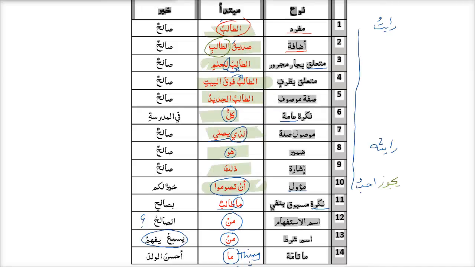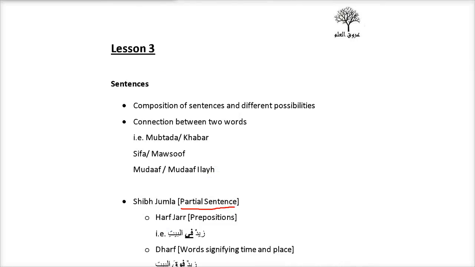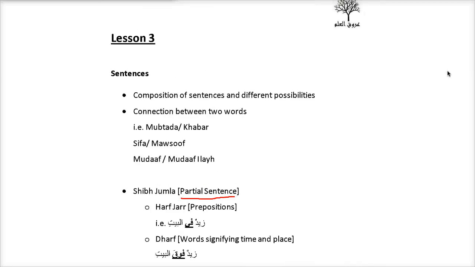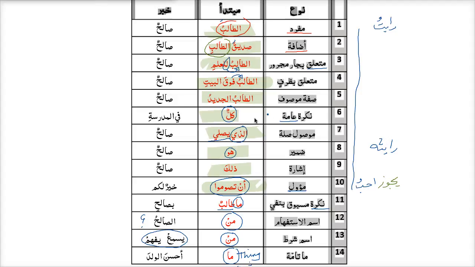So, brother, what we did today was we talked about what we're going to discuss, inshallah. These are the points we're going to discuss today, and we started on composition of sentences, different possibilities. I gave this handout and went through it. Basically, these are all or most of the possibilities that you can have for a mubtada. You can have all of these as a mubtada, right?